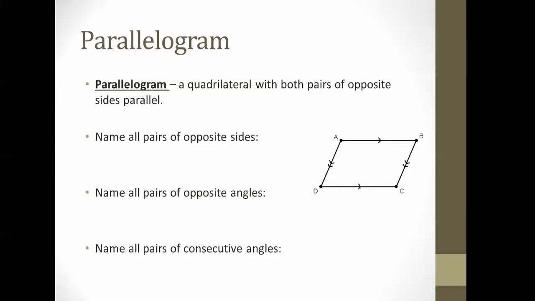So we have a definition here for a parallelogram: a quadrilateral with both pairs of opposite sides parallel. You can see the figure, parallelogram ABCD. You see AB is parallel to DC and AD is parallel to BC. Take a moment, pause the video, name all pairs of opposite sides, all pairs of opposite angles, and name all pairs of consecutive angles. These would be angles that are right next to each other.